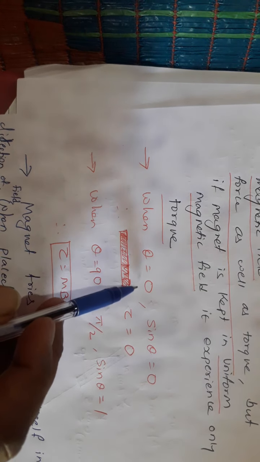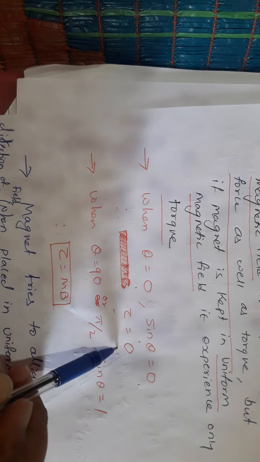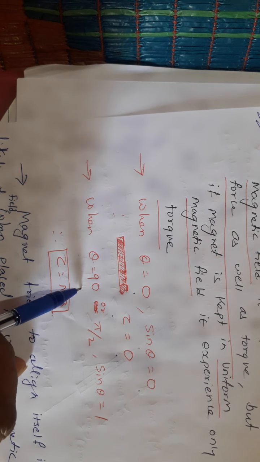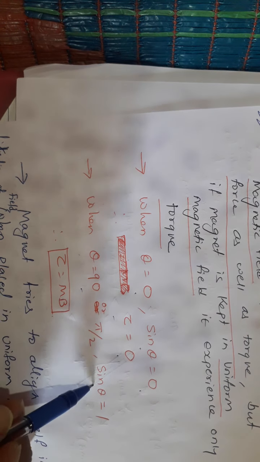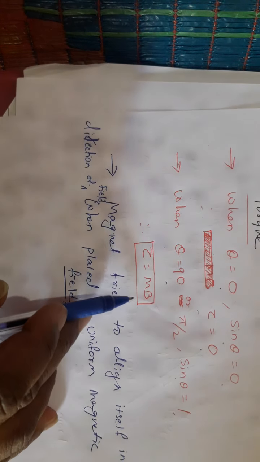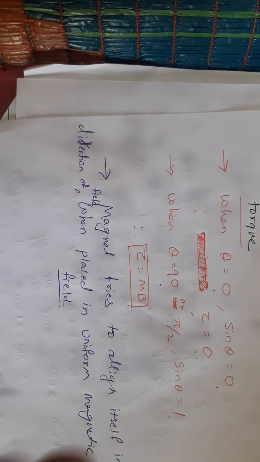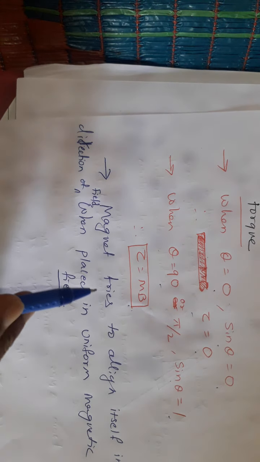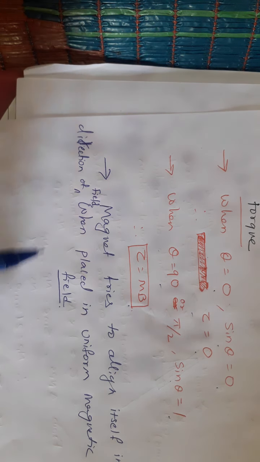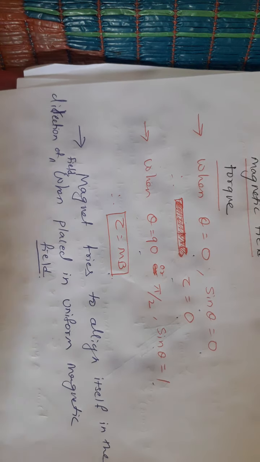For example, when theta is equal to 0, sine of theta is 0, so torque is 0, any number multiplied by 0. And when theta is 90 degrees or pi by 2, we have the value of sine theta as 1, so we have maximum torque. So from this expression we can conclude that if you place a bar magnet in a uniform magnetic field, it always tries to align itself in the direction parallel to the field. This is the derivation for the torque acting. Thank you.